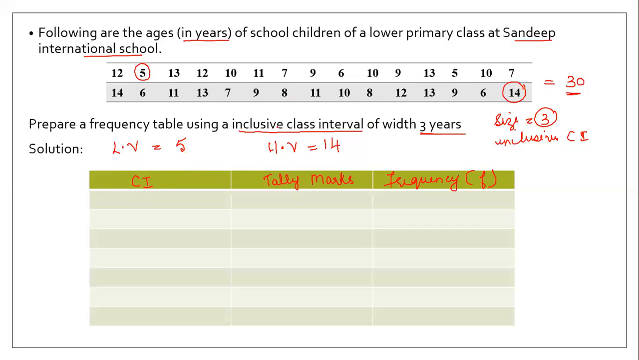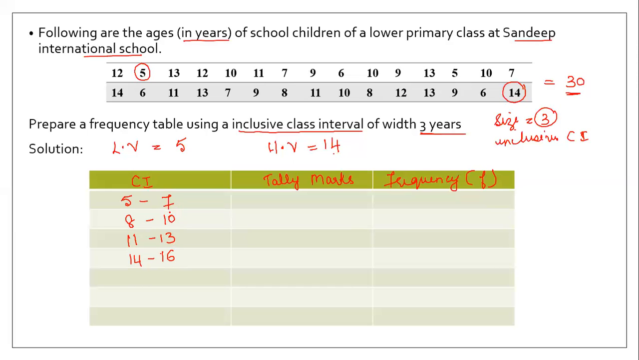ದಟ್ ಮೀನ್ಸ್ remember this is an inclusive class. So when you say inclusive class, it includes both the lower and the upper limit. So width ಎಷ್ಟು ಇರಬೇಕು? 3. So 5, 6, 7. So 5 to 7. Okay, next will be 8, 9, 10. So 8 to 10, 11, 12, 13. So 11 to 13, 14, 15, 16. Okay, which is the highest value? 14. So ನಮಗೆ 16 ಗೆ ಸ್ಟಾಪ್ ಮಾಡಬಹುದು.